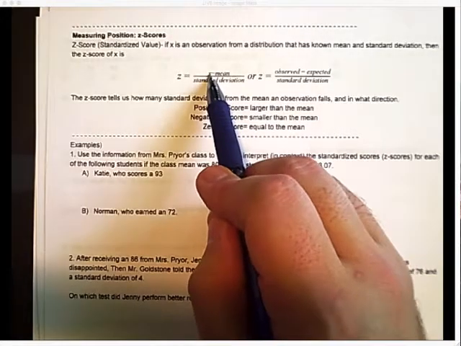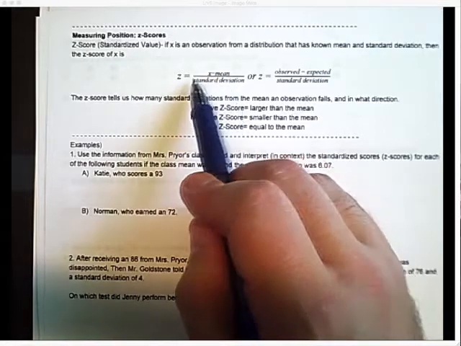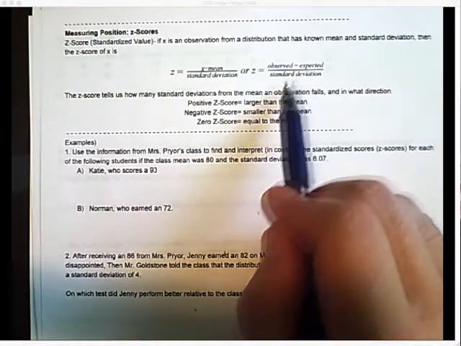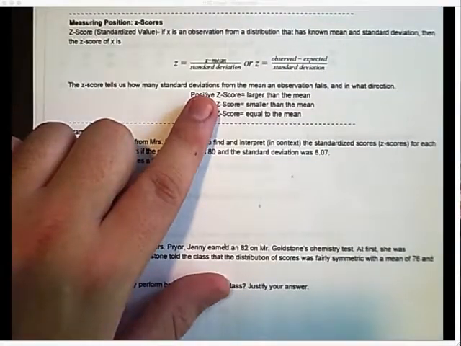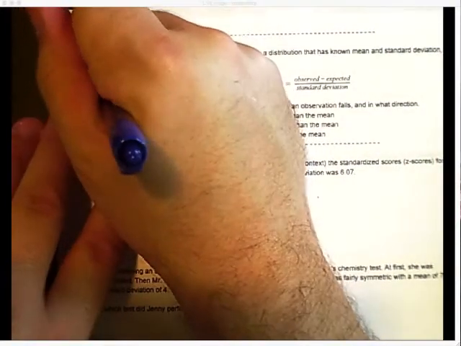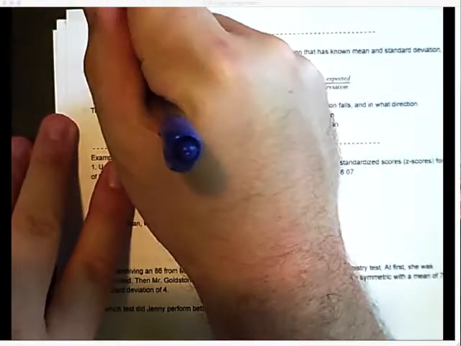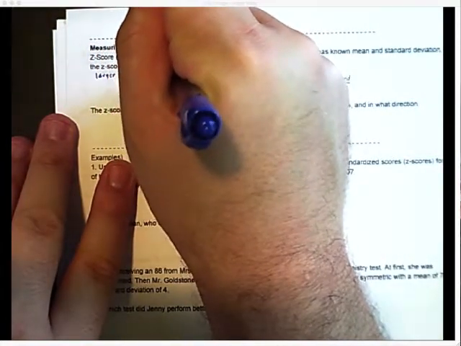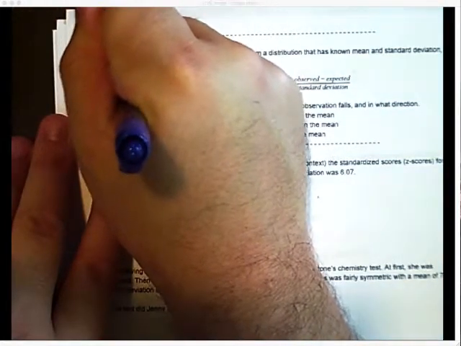All right, now we're going to move into talking about z-scores. A z-score is a standardized value, a way to compare two people that are in maybe different classes or different distributions. So here's how we're going to find it. To find a z-score, you take the person's actual score minus the mean of that distribution and divide it by the standard deviation. Another way to think about that is observed minus expected over the spread. The z-score tells us how many standard deviations from the mean an observation falls. So the bigger the number, the farther it is away from the center. The larger the value, the further that value is away from the mean.